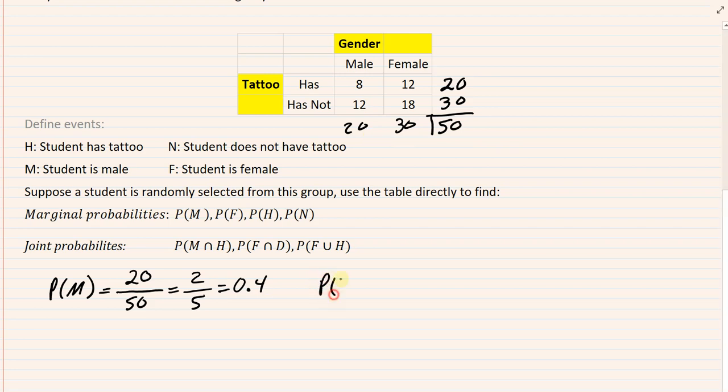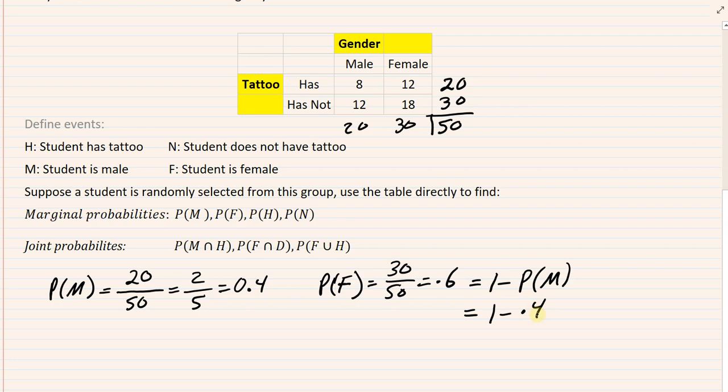What is the probability the person would be female? If I get it directly from the table, of course, there's 30 females out of 50. That would be 60% or 0.60. Or we can actually use the law of complement. Probability of female is 1 minus probability of male, because there's only 2 levels. I can do that, and that's going to be 1 minus 0.4, which yields the same results.